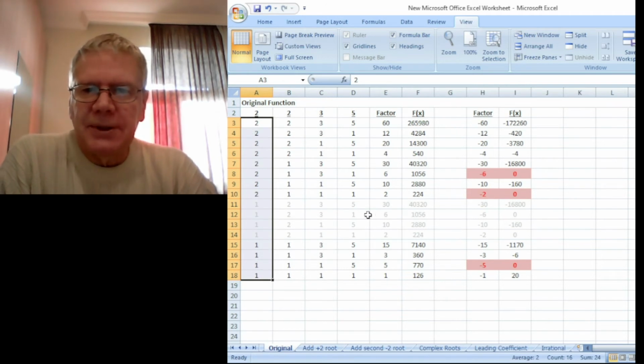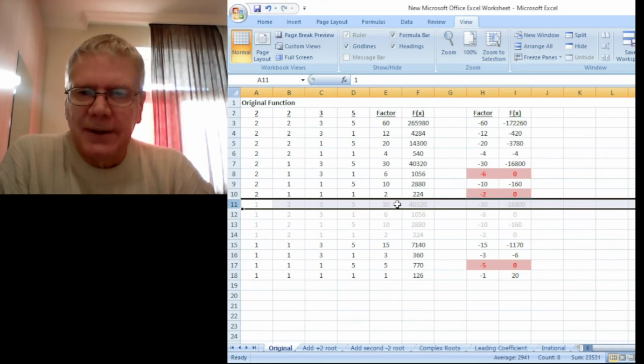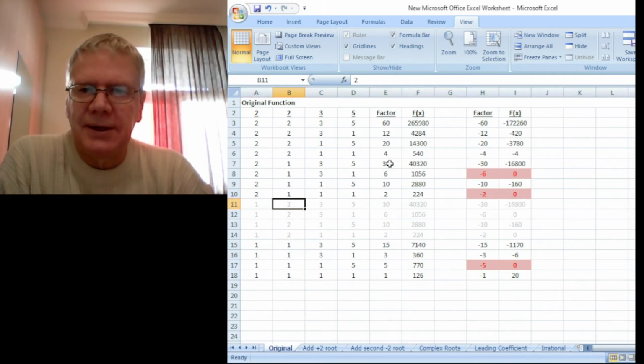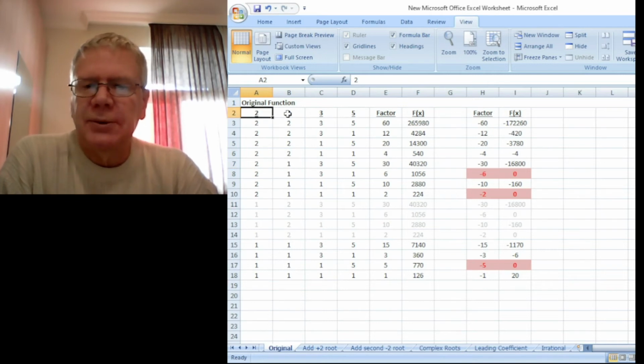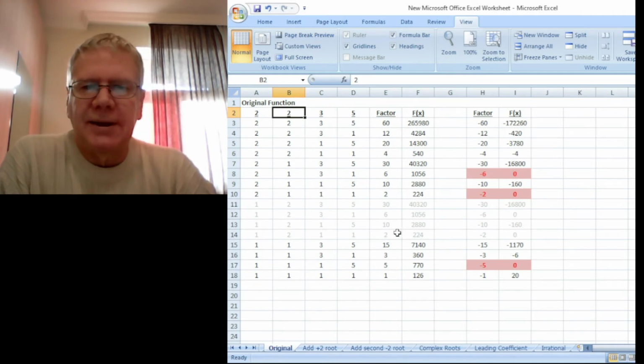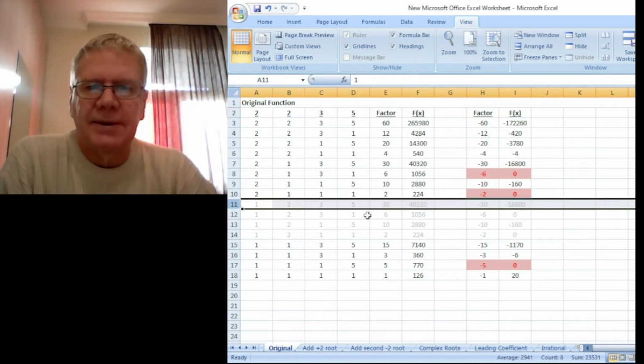Some of these are duplicates, and I've grayed those out. So this is a 30, and I have a 30, yeah. This 30 is using a factor of 2 here, and this 30 is using a factor of 2 here. Because I have 2 prime factors of 2, I'm going to have some duplicates here. And that doesn't really matter. In the end, I decided to gray those out.